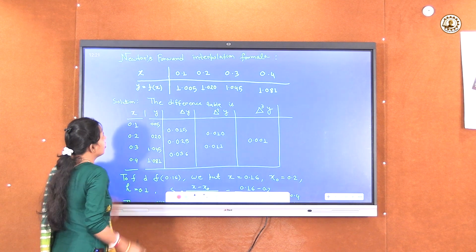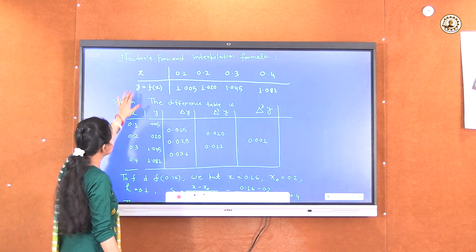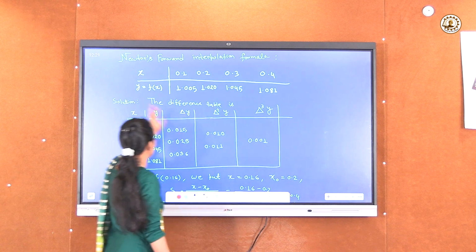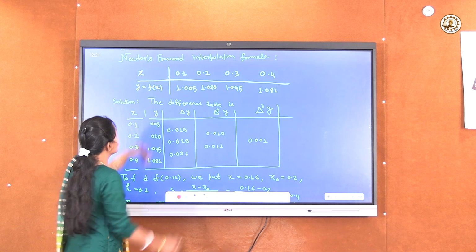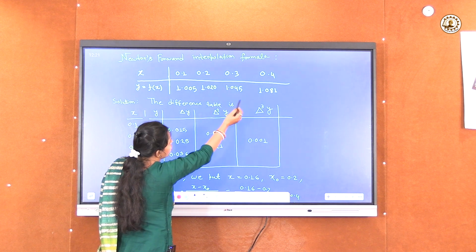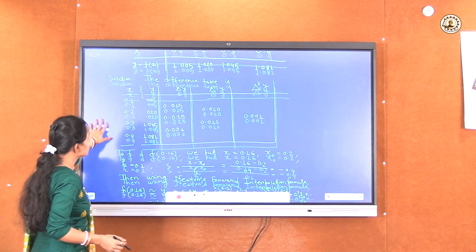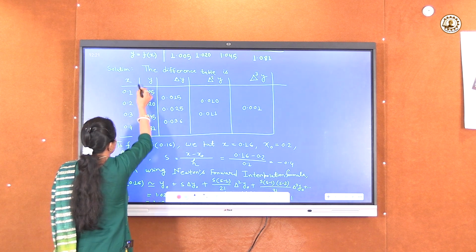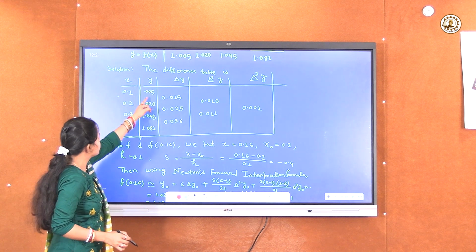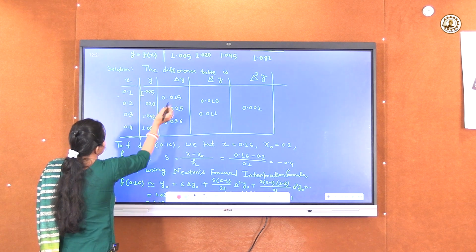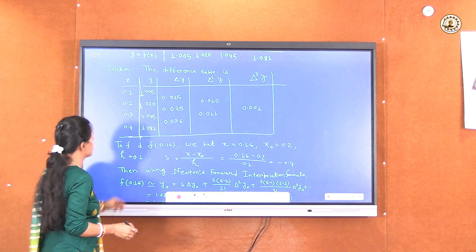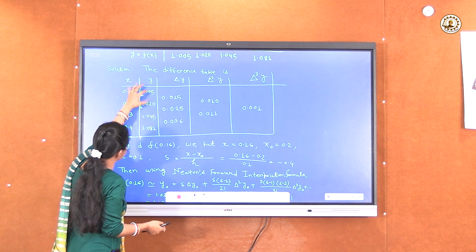At first, this is the table given in the question. The x values are 0.1, 0.2, 0.3, 0.4, with a gap of 0.1, and our y values are 1.005, 1.020, 1.045 and 1.081. Now we discuss the solution, and this is the difference table. The table has 0.1, 1.005, 1.020, 1.045, 1.081. Now we subtract these values.